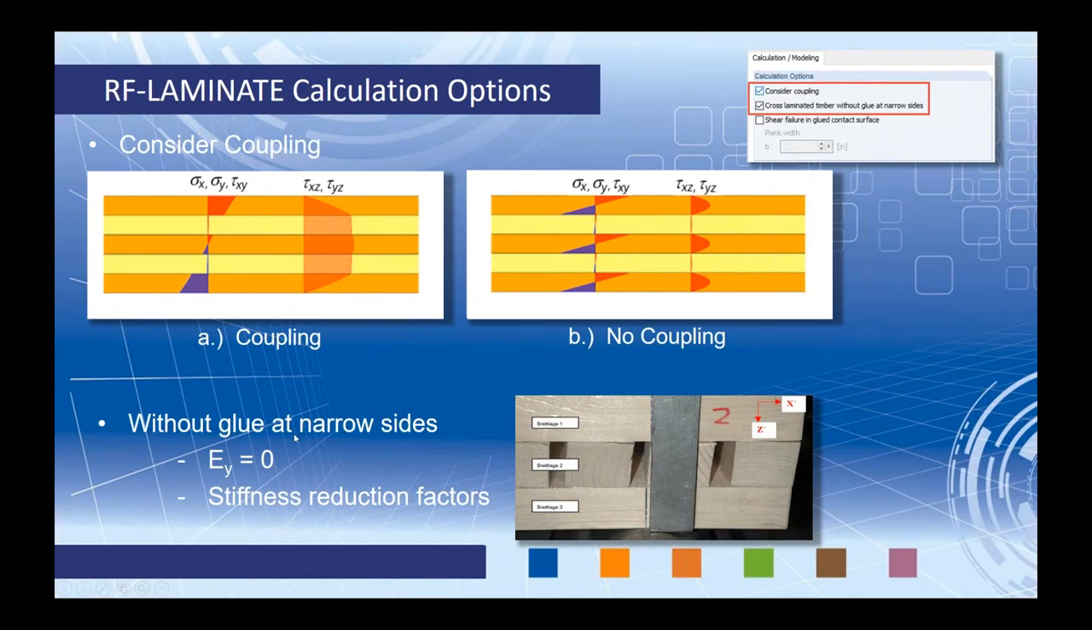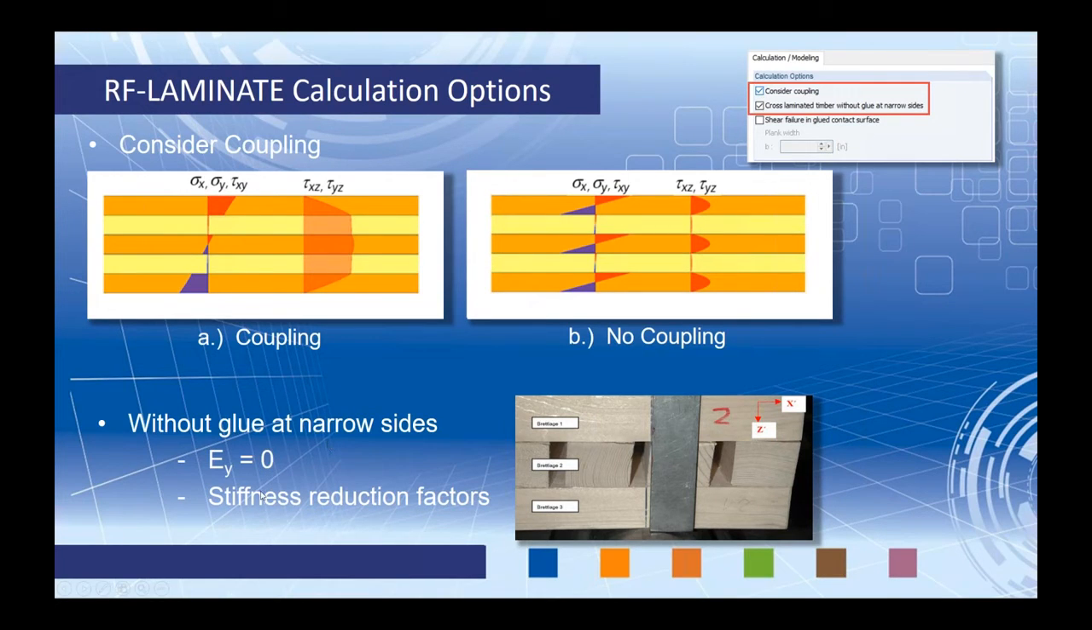Now, the second option, without glue at the narrow side. This is a pretty exaggerated picture here, but each one of these layers is comprised of plank elements. Maybe these planks are 3 inches wide, 5 inches wide, whatever. With these planks, they potentially could not be glued at the narrow sides. Like I said, this is an exaggerated picture, but this is what's going on. So when you have this option checked, we'll automatically set the modulus of elasticity in the local y direction of the panel to 0. We're going to assume that you have no stiffness in that direction.